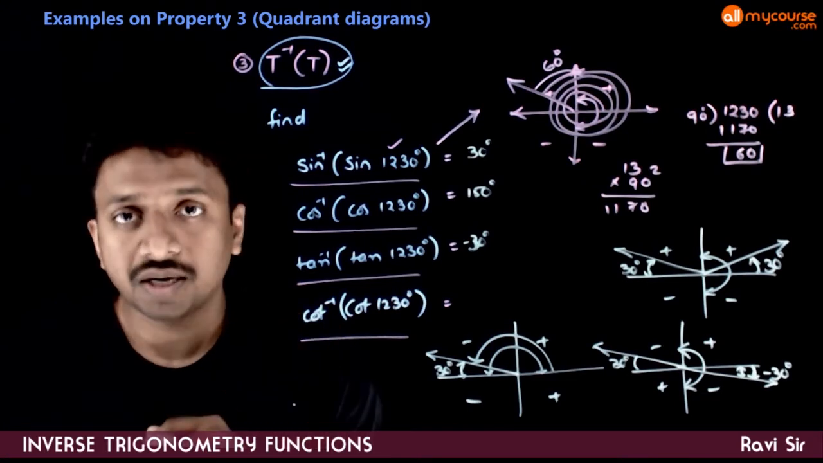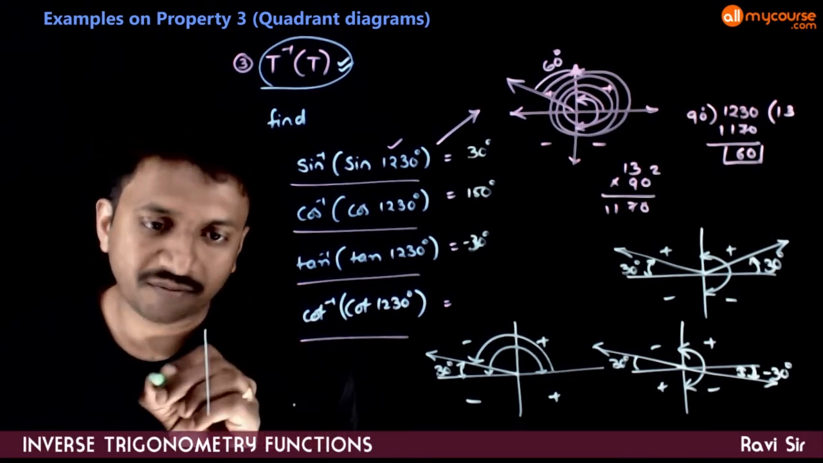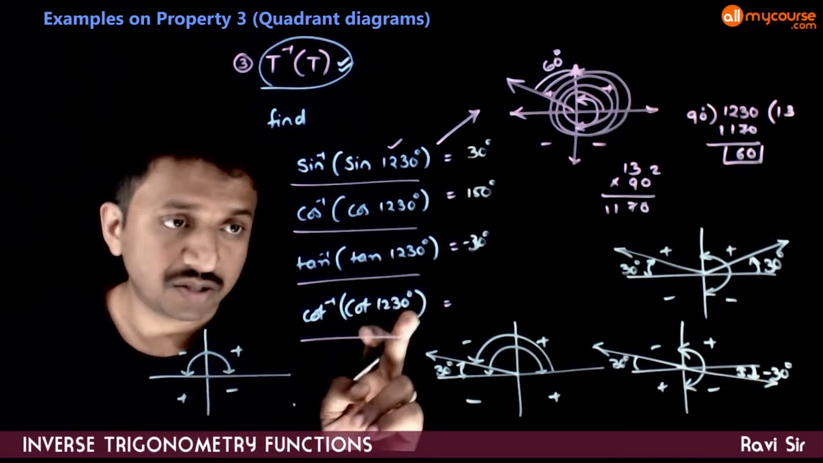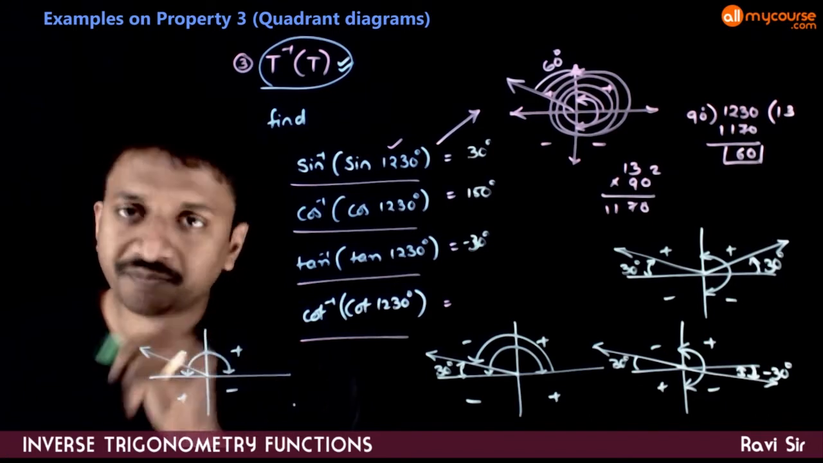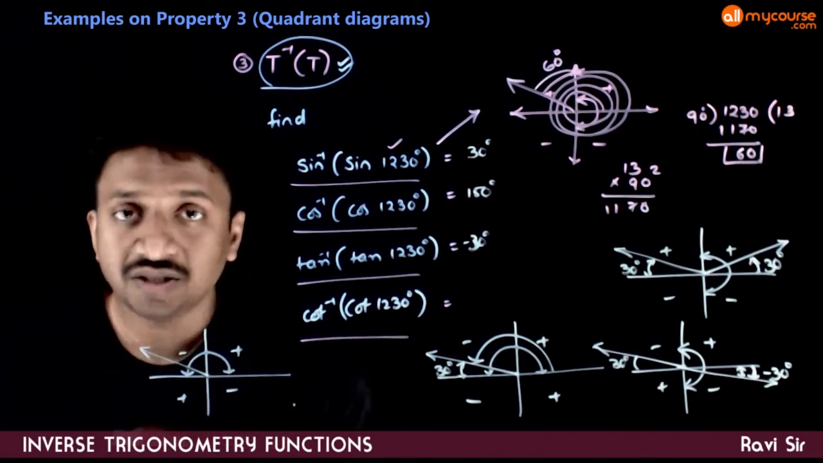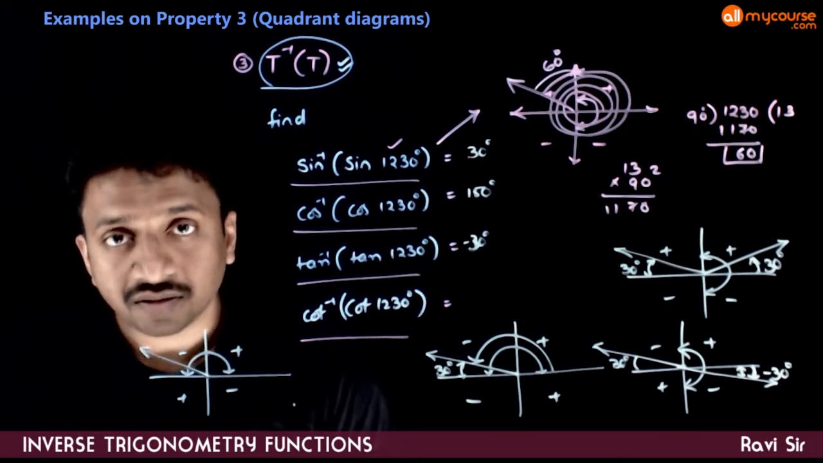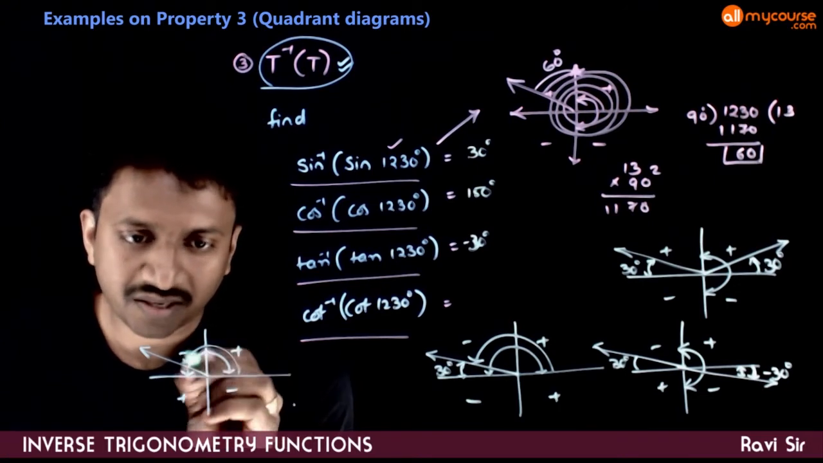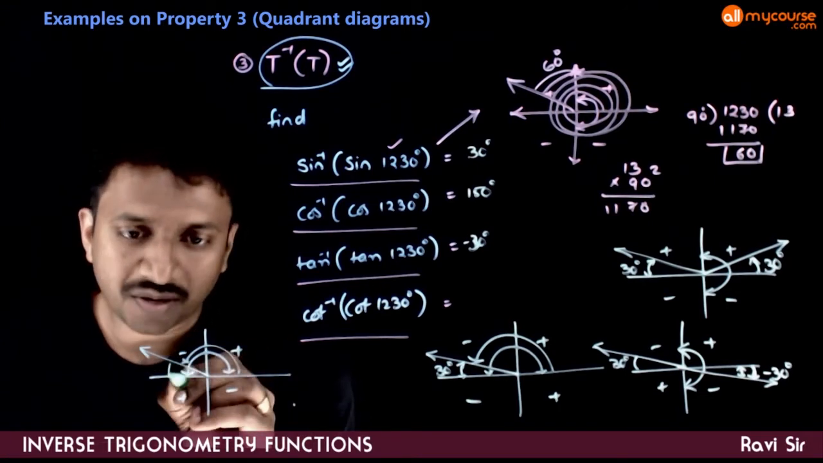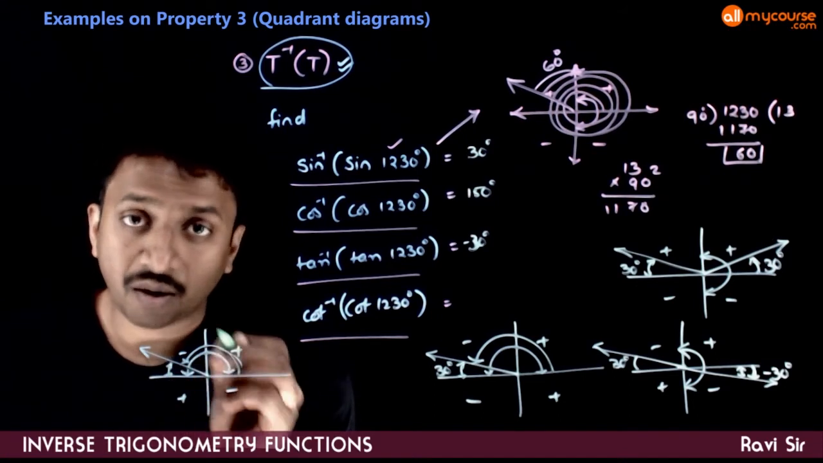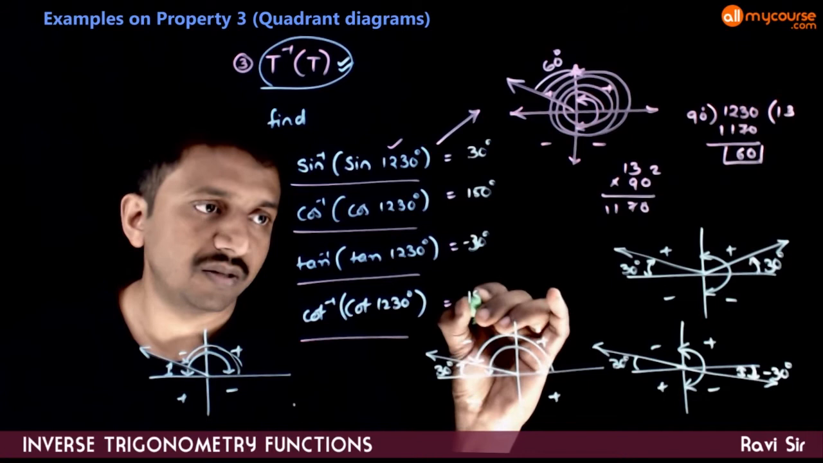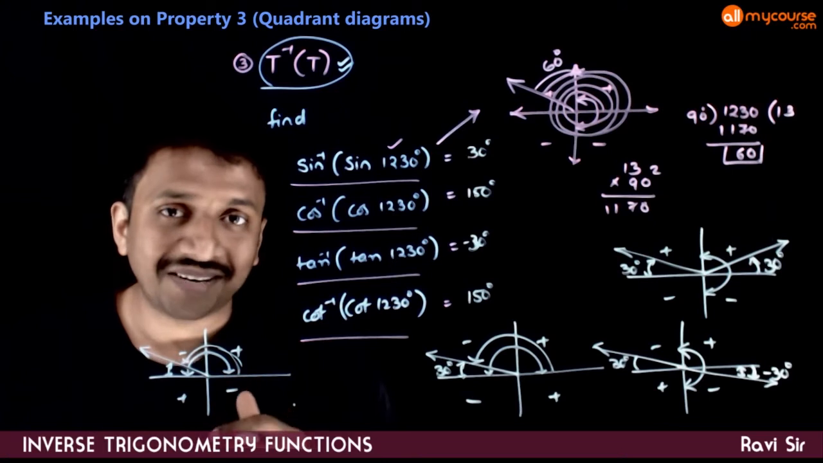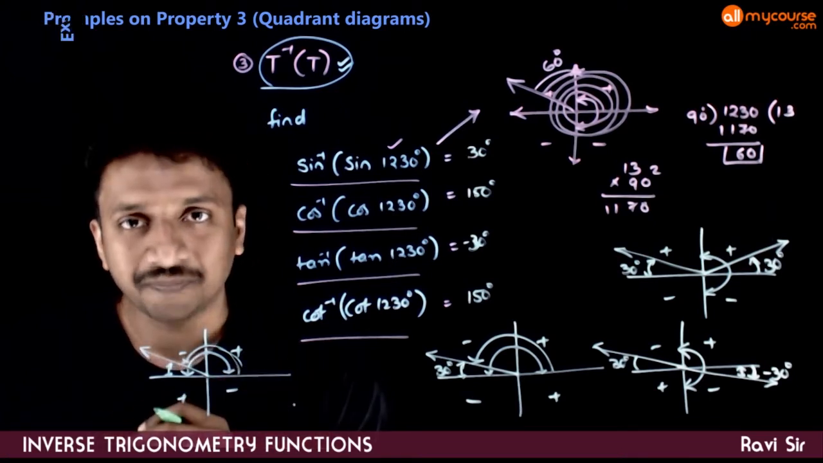And cot inverse of cot 1230. So if you draw the quadrant diagram for cot, plus, plus, minus, minus. So 1230 degrees corresponds to a ray here. So this ray lies in the range of cot inverse, so you don't need any reflection. So just measure this angle in the standard convention. Whatever is this angle is the answer. So by geometry this is 30 degrees, so this angle obviously is 150 degrees. So this will be equal to 150 degrees. Now let us deal with some more examples.